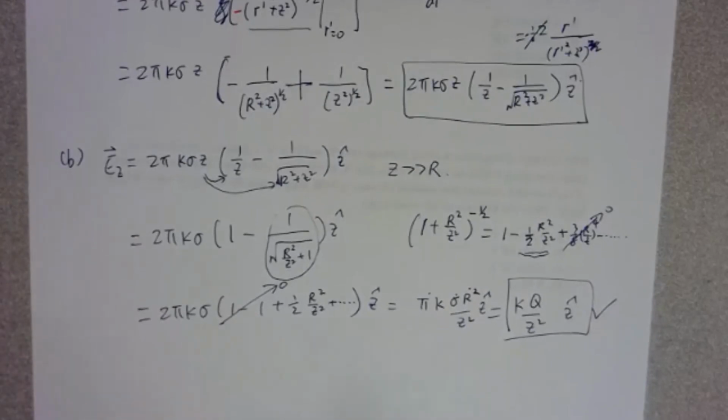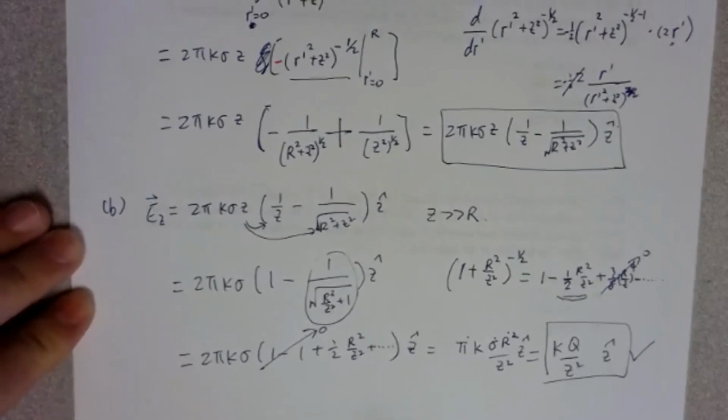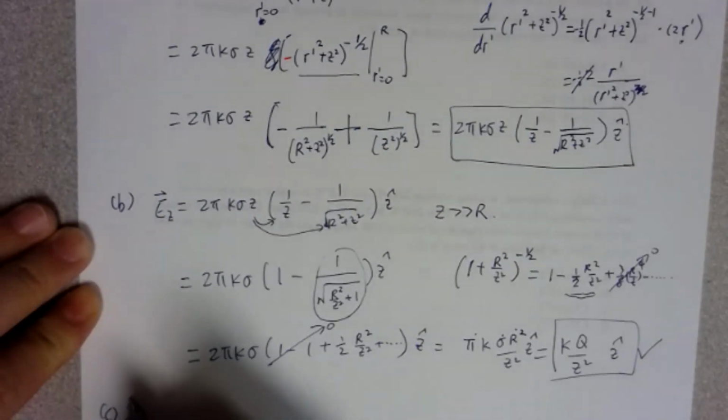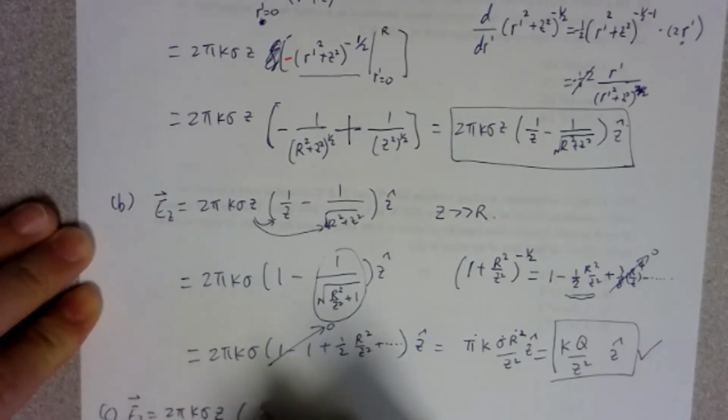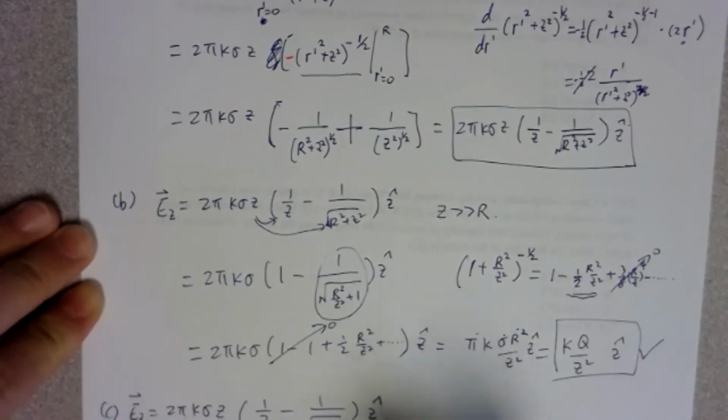It says show that for a uniformly charged disk of infinite radius, the electric field is uniform throughout the region on either side of the disk. So now this time, R is infinity. R is much bigger. Okay. So again, E is only in the Z direction: 2 pi k sigma times the quantity 1 over Z minus 1 over square root of R squared plus Z squared, just in the Z direction.